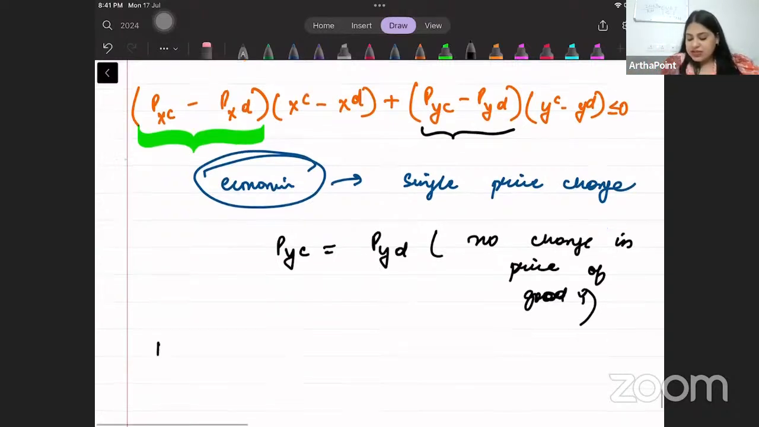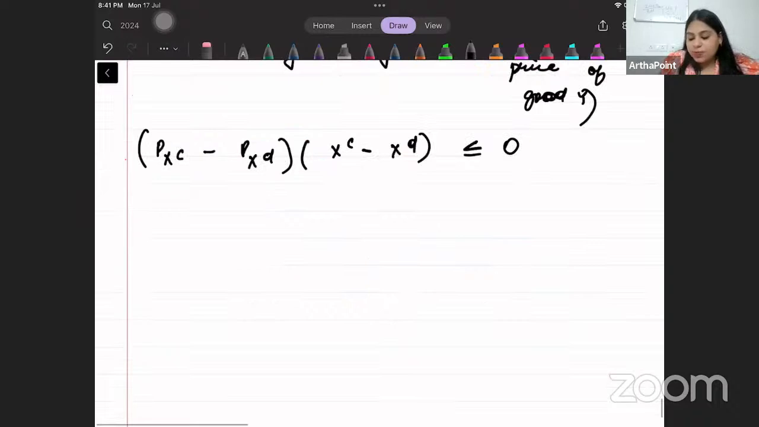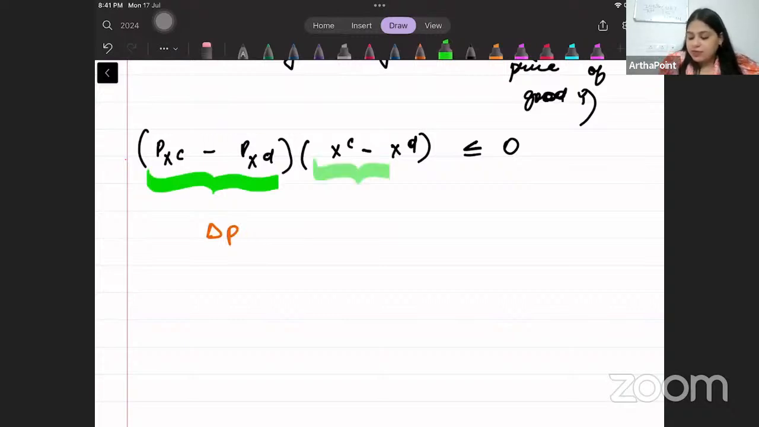I will get (PXC minus PXD) times (XC minus XD) less than or equal to 0. This is the change in price. This is the change in demand, less than or equal to 0.